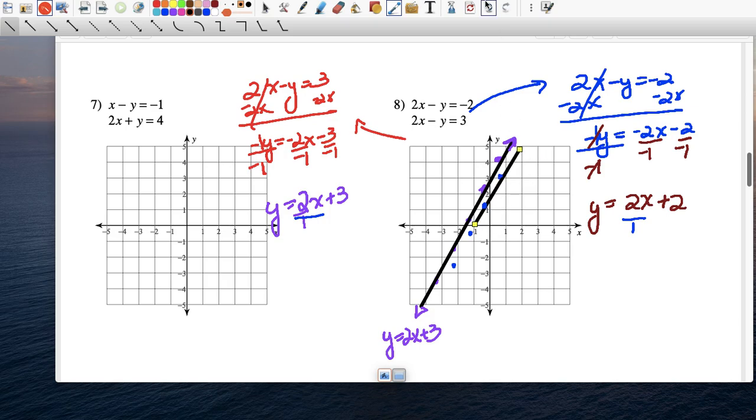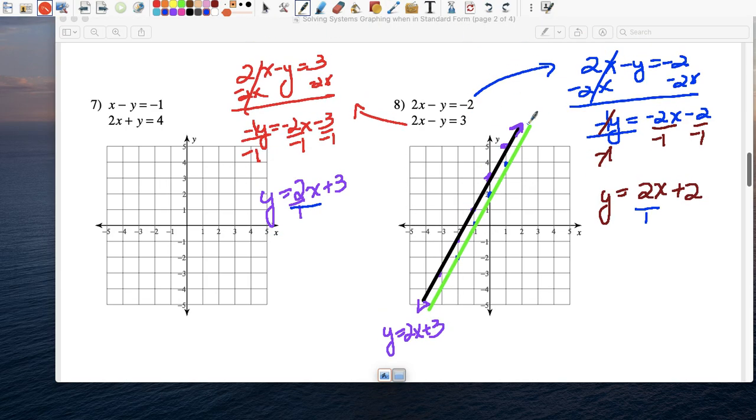So let me change colors. Make it green. So we have another line that has the exact same slope. What's the difference? It crosses the y-axis at a different point. Now, notice that these two lines are parallel. So do they have any points? Are they ever going to intersect? Do they have any points in common? Is there any point on the green line that's also on the black line? No. So the answer to this one is no solution.